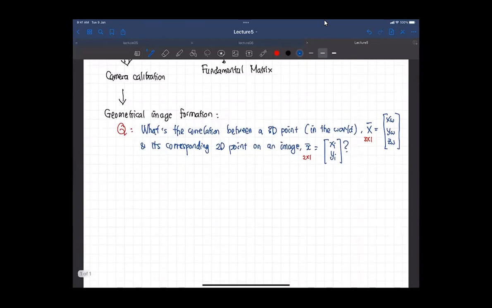You can imagine that you have an object, and then you have a point here, called capital X bar, and you want to take a picture of it. So the ray of light goes to the focal point, to the center of the camera. And of course, actually the image is where? In this diagram, where is the image? Anyone knows where is the location of the image in this diagram?